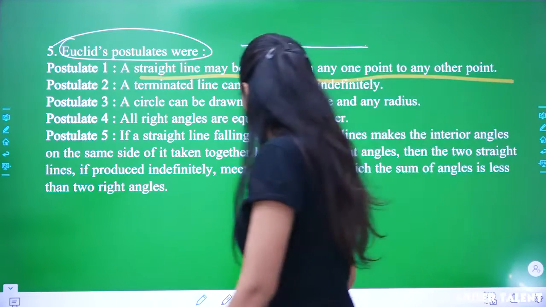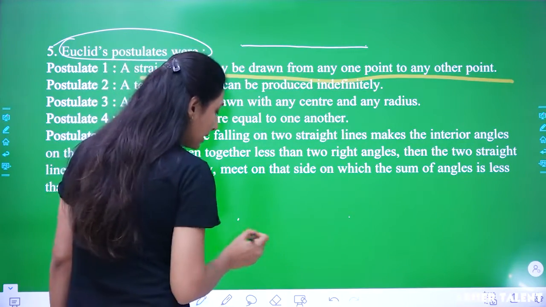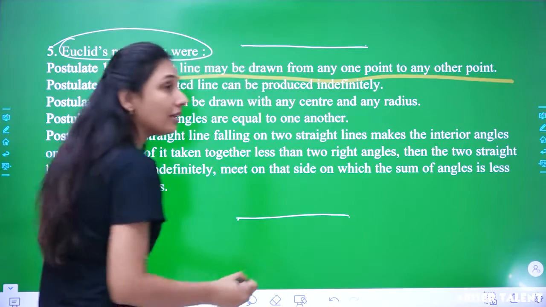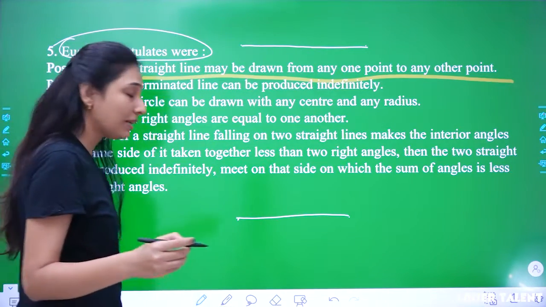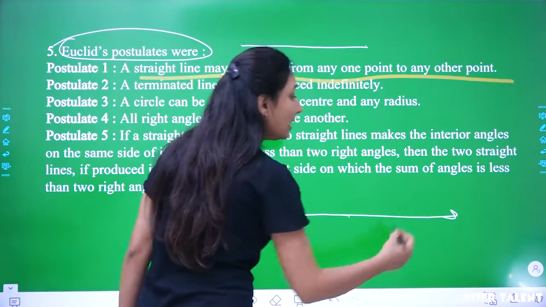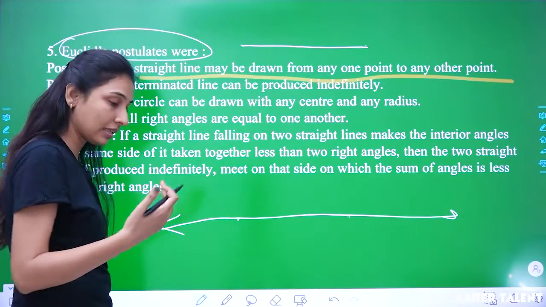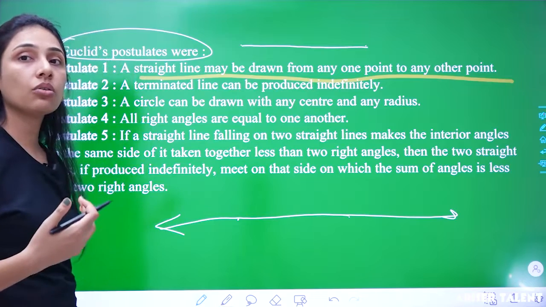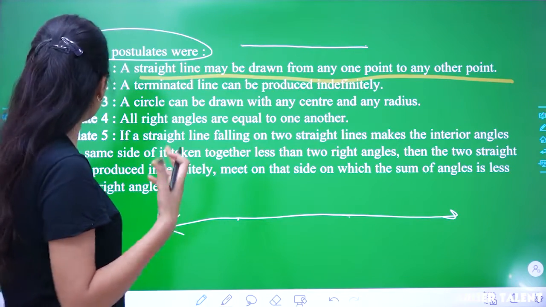A terminated line, as I have told you, is nothing but a line segment. So I can produce it in this direction indefinitely. It goes on and on and on, and it will never stop.